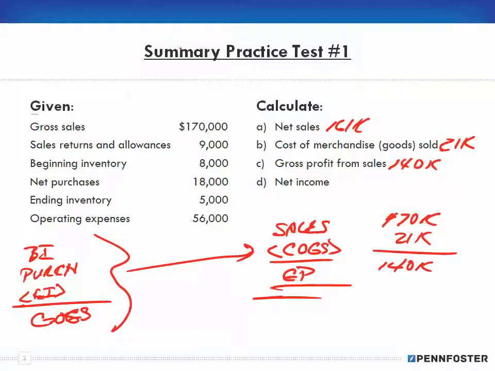Okay, so that's C, and I hope you understood that. I'm going to pause here, make this one short, and then do D in the next video.